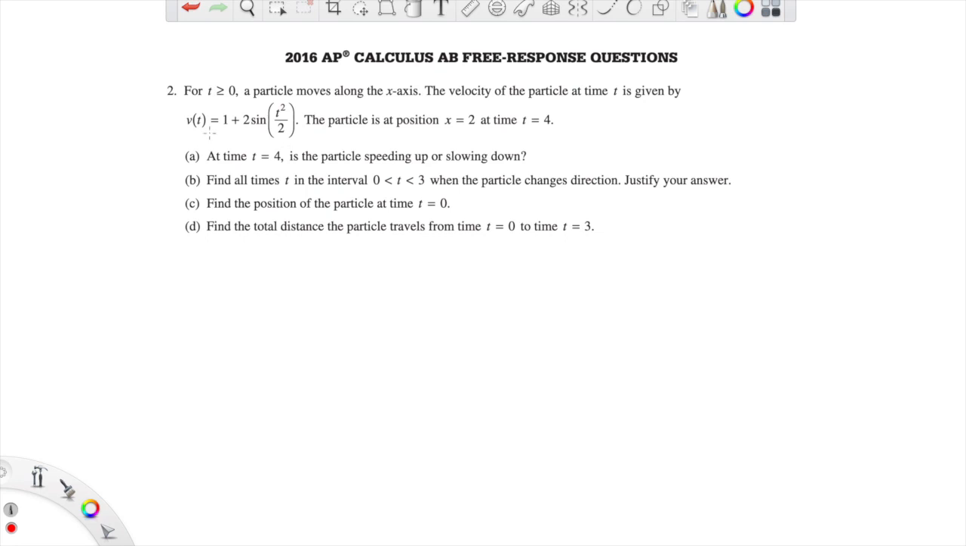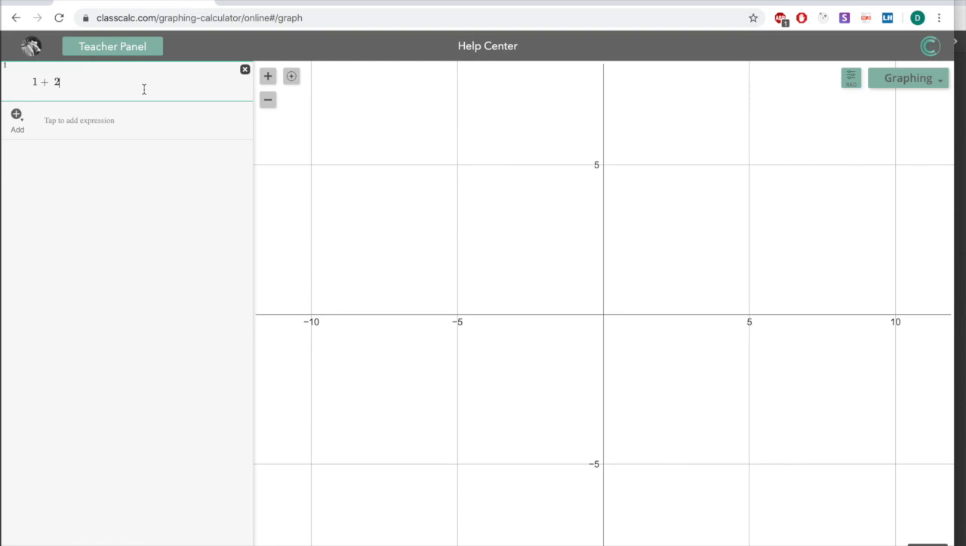So you need both the acceleration and the velocity, and then basically to compare their signs. So we're going to have to calculate v of 4 for the velocity at 4. I'll write it down right here. We need to calculate v of 4, and we need to calculate v prime of 4, right, which would be the acceleration at t equals 4. So we're going to go ahead and use our calculator for this. So the function is 1 plus 2 sine of t squared over 2.